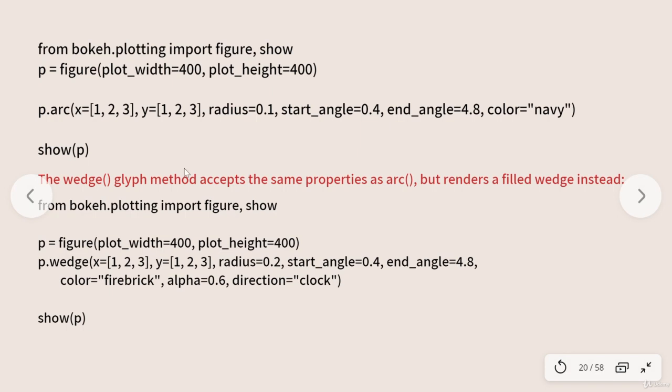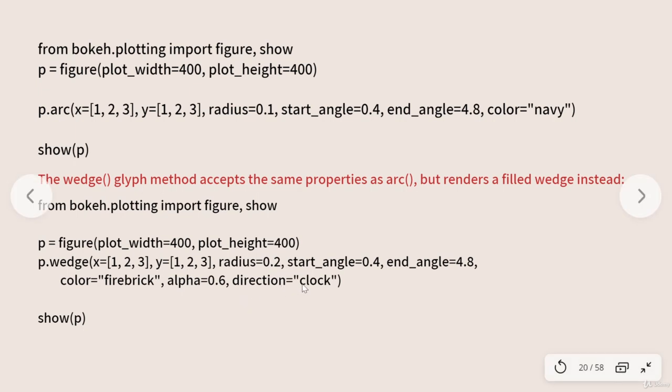If you want to do a wedge, as I told you, in a wedge you have to fill the arc. So I'm picking the same parameters as above: radius, start angle, end angle. The color I'm changing here. The color I mentioned before was navy. Here I'm changing it to firebrick. Then alpha is 0.6. I told you alphas basically help you decide the level of colorness in your fill, whether it's on a higher side or a lower side. And then the direction.